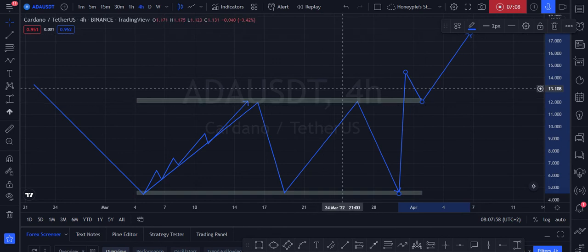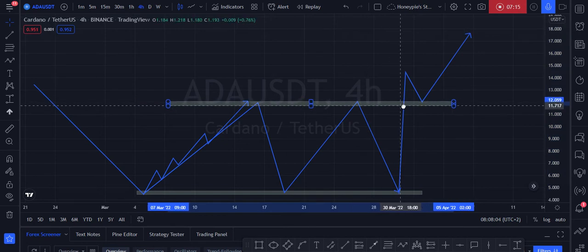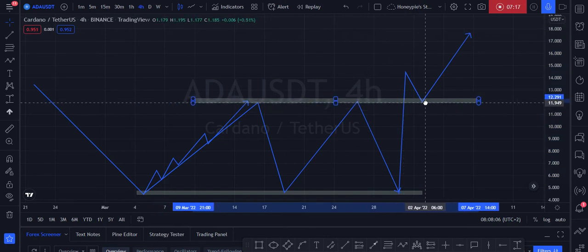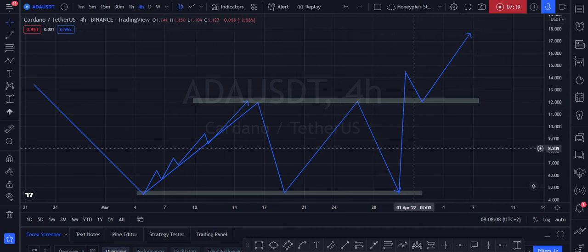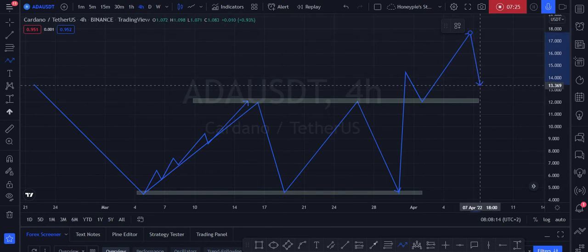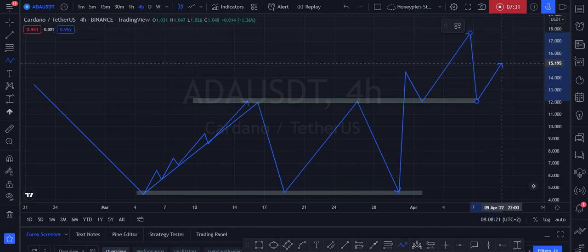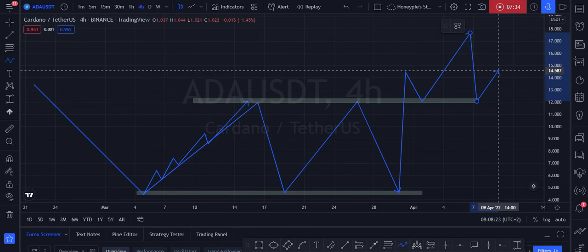So your previous resistance is now what? Is now your support. So in the future again, you will be expecting and looking out for possibilities that if price comes down to this point, you have another good area to buy. And this point will be your exit point, or this point could be your exit point, depending on your risk to reward ratio.